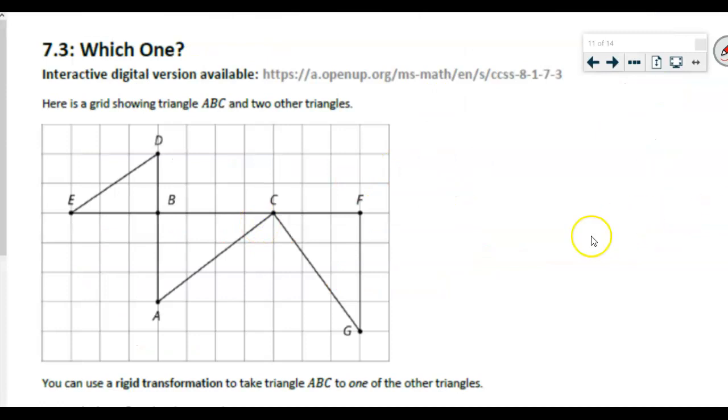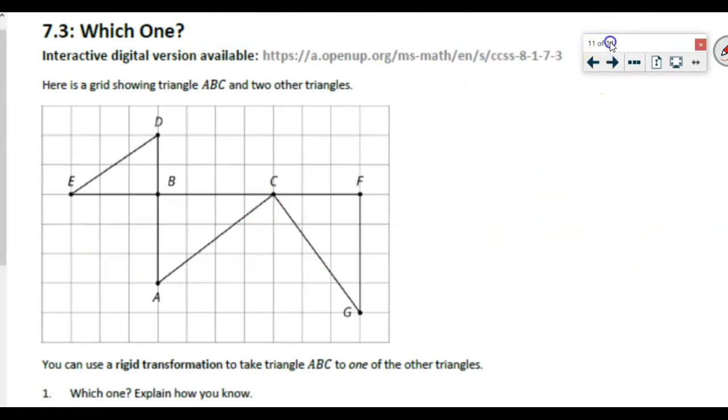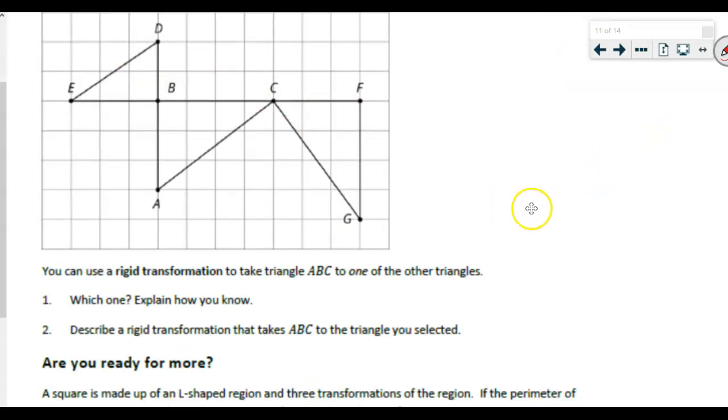So continuing on, this last activity says which one? We have triangle ABC and we have two other triangles. Triangle ABC can become one of the other triangles using a rigid transformation. Again, that would be a transformation that doesn't change the size of the angles or the size of the sides. It keeps the side lengths and it keeps the angles. Take just a quick second of think time. Which of those triangles, DEB or CFG, is the one that can be obtained from a rigid transformation?